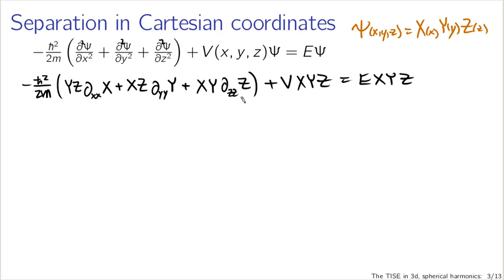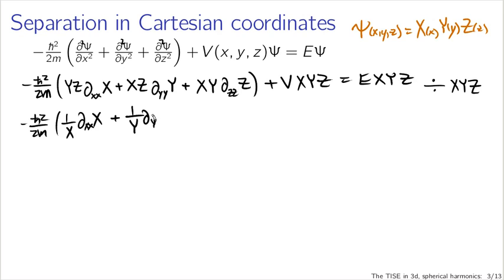I can ensure that these are actually separated if I simplify, and the easiest simplification step is to divide through by your wave function, divide through by x, y, and z altogether. That will cancel out the x, y, and z's here, and it will cancel out the y and z parts with the x, and the x and z parts with the y, and the x and y parts with the z. What you end up with then is minus h bar squared over 2m, 1 over x, partial derivative with respect to x of the x part, plus 1 over y, partial derivative with respect to y of the y part, plus 1 over z, partial derivative with respect to z of the z part, plus V equals E.